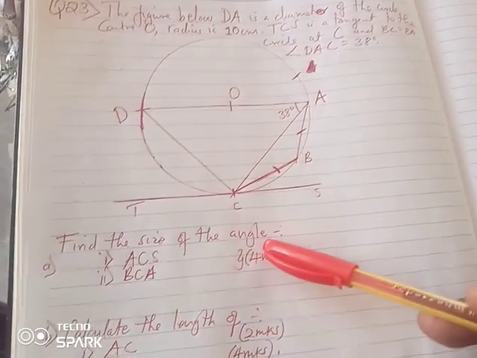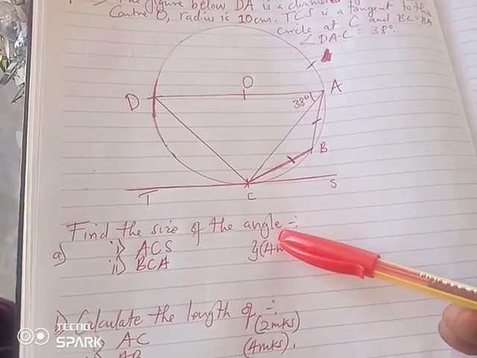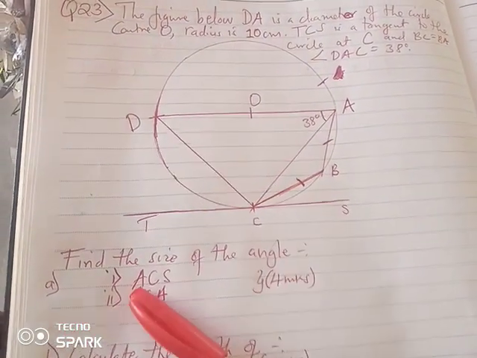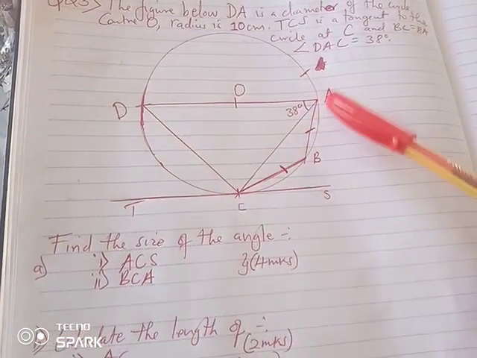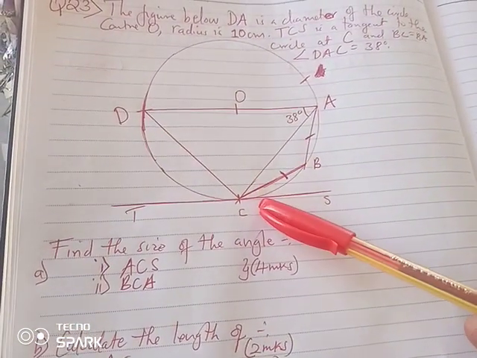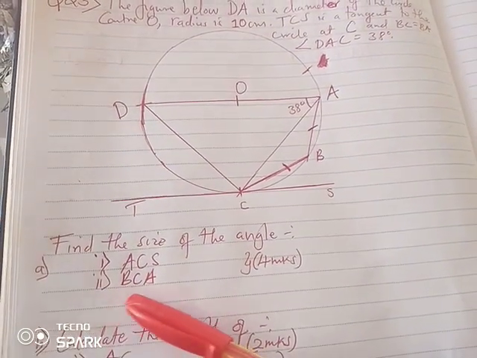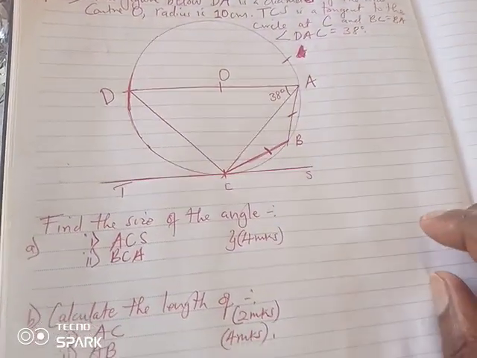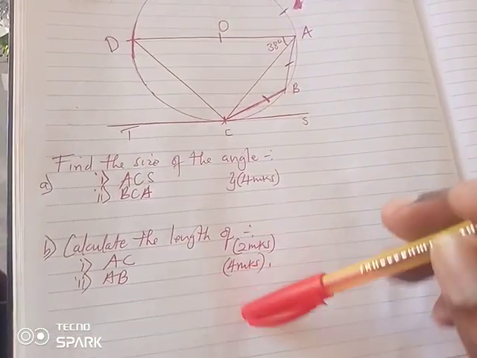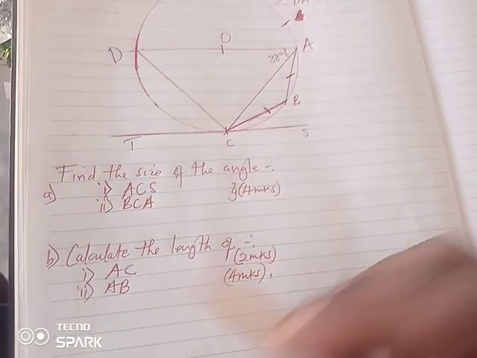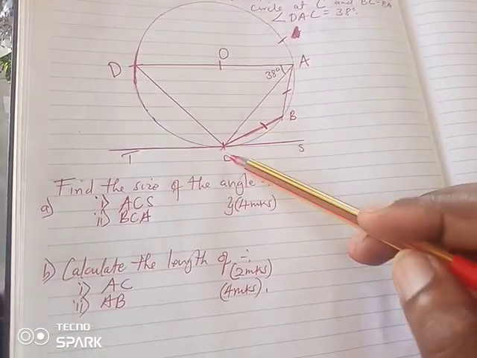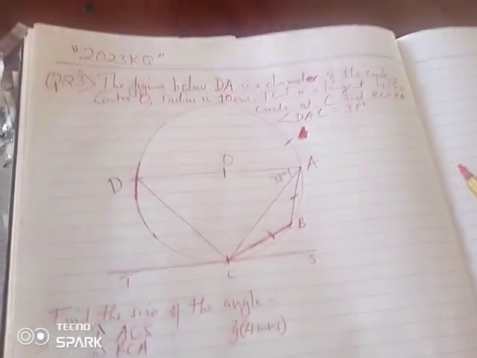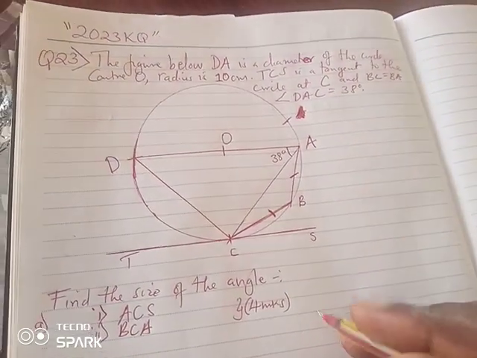So the questions follow. Find the size of the angle: Roman 1, ACS and BCA. Then finally, the last part of the question, calculate the length of AC and AB. So let's go to solution.